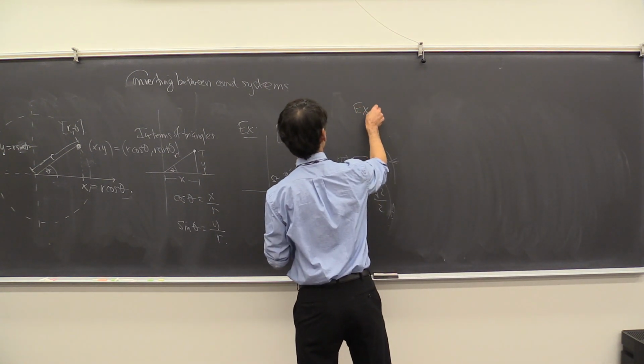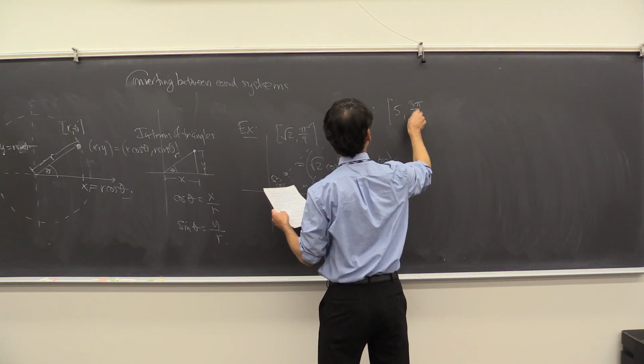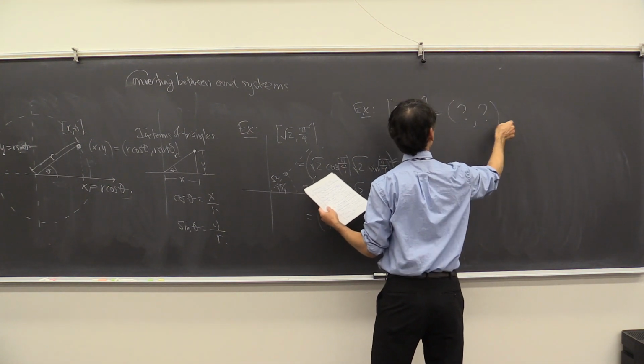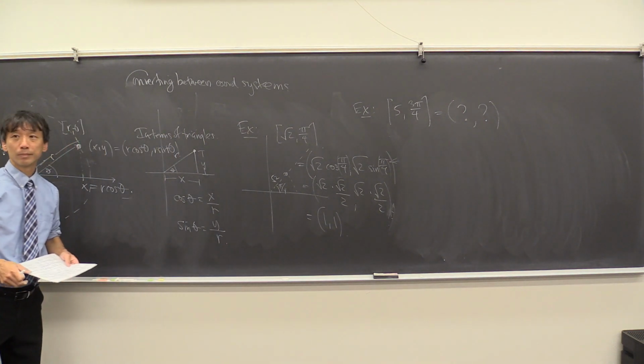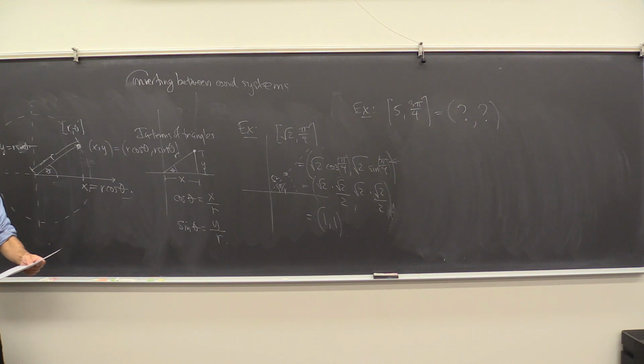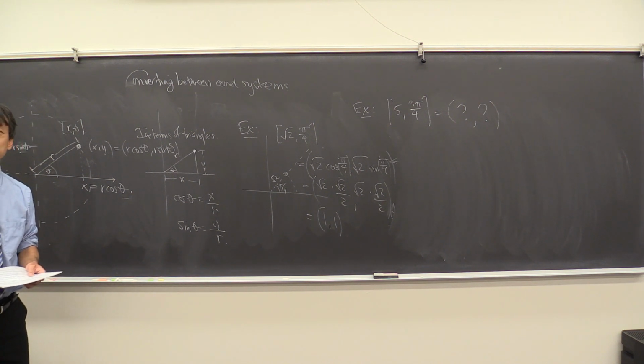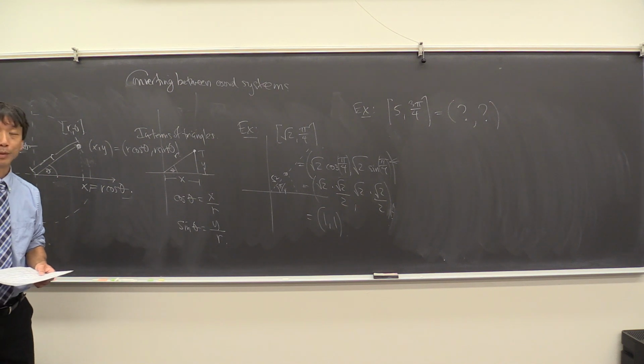Let me have you do one. If I have 5 comma 3 pi over 4, what's that in Cartesian coordinates? Turn to a neighbor and talk with them or work with them, whichever.